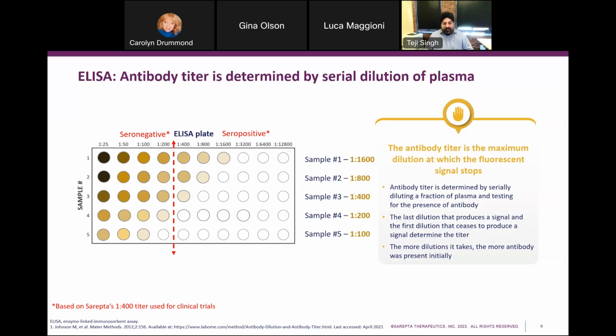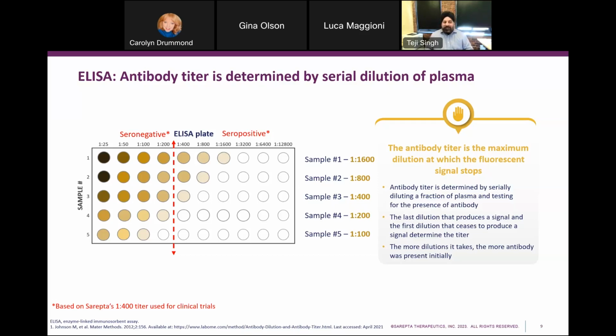In the example of RA74, that cutoff is 1 in 400. And if you look at sample 1, or the sample from the first subject, you can see that there were multiple dilutions needed before you actually don't see a signal, which puts the titer at 1 in 1600. This is beyond the cutoff, so that test would be recorded as seropositive. On sample 5, there's 3 dilutions, with the fourth one being now negative. That puts the titer at 1 in 100, which is below the cutoff, so that would be considered seronegative.